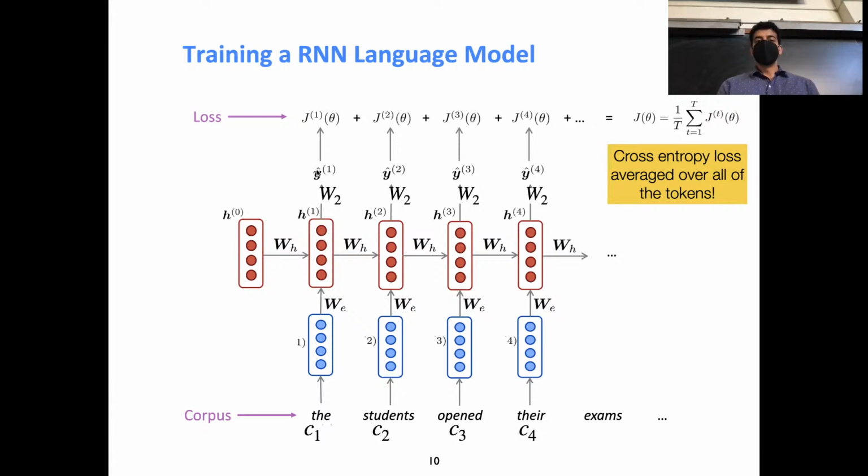And in practice, these softmax layers, they're shared. The softmax is shared across all of the time steps. You can see that we're using the same W sub 2 matrix here to do the softmax.